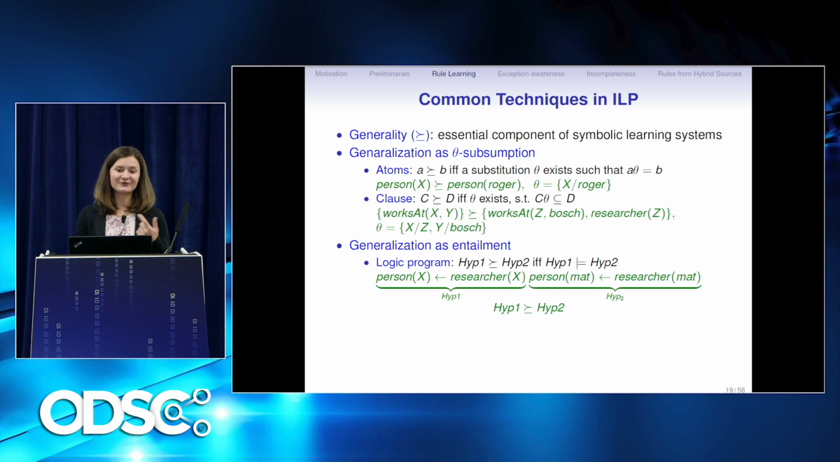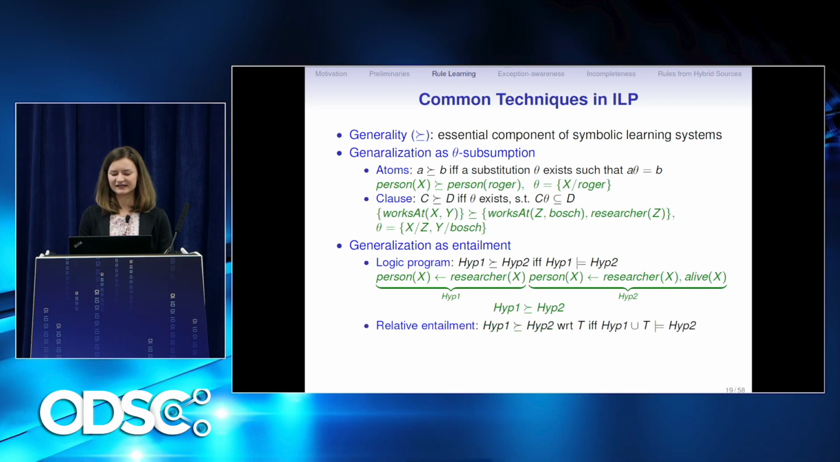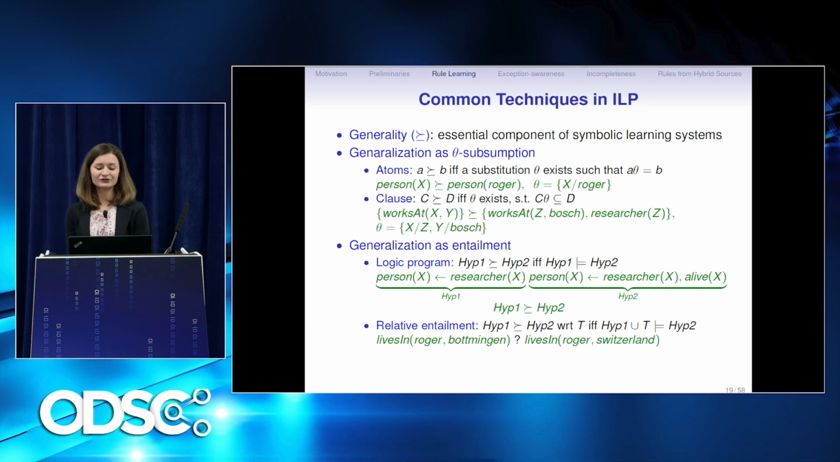Interestingly, you could also go further and consider this kind of generalization with background knowledge. This is pretty interesting, in fact. So, for instance, if one looks at the following example, we would get a concept of relative entailment. So for example, let's look at the following two facts: Roger lives in Bottmingen and Roger lives in Switzerland. Which one would be more general?